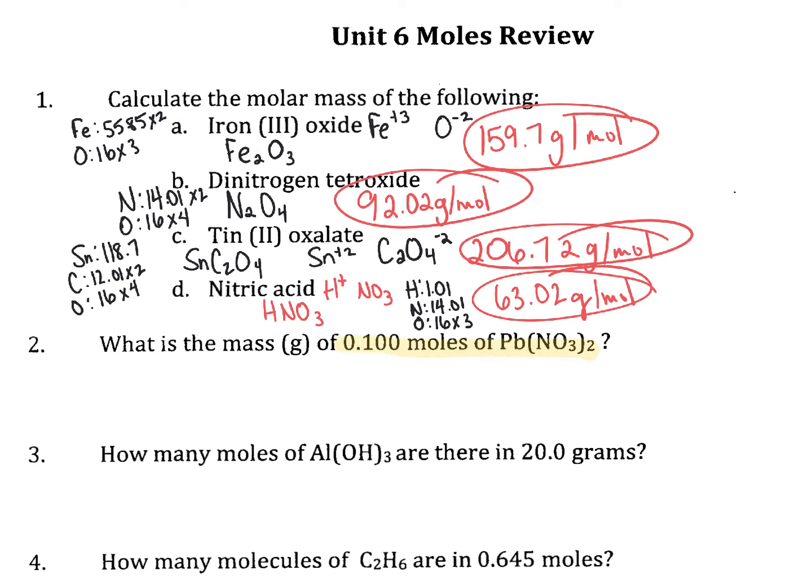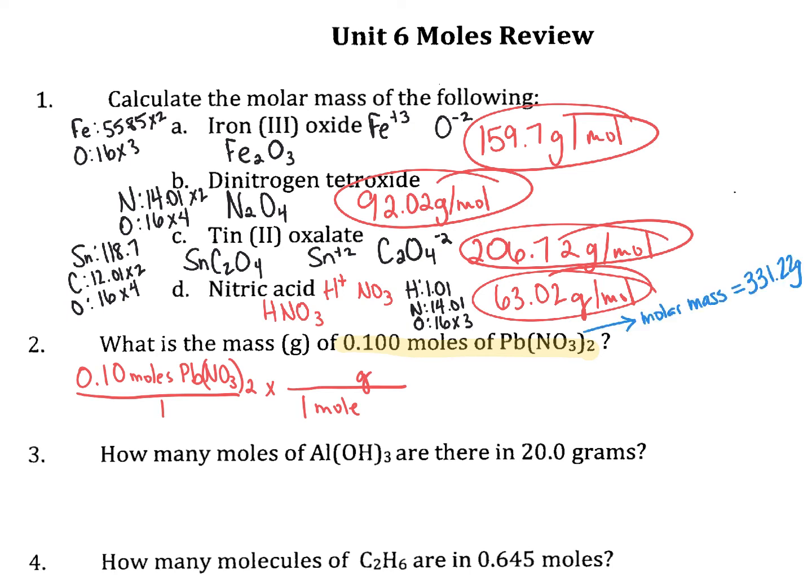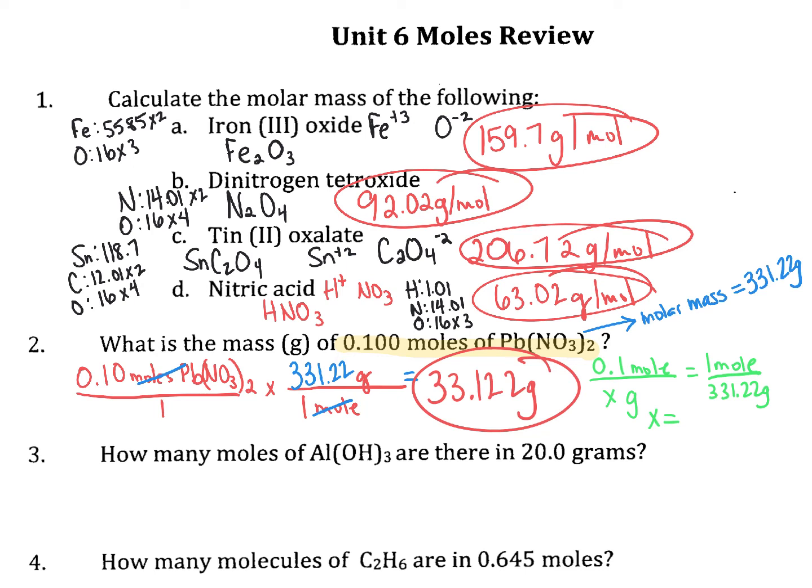So I am given 0.1 moles of Pb(NO3)2. So I don't want moles anymore, so 1 mole is going to go on the bottom, and I want to find mass. That means I'm going to need to find the molar mass of Pb(NO3)2, which should be 331.22 grams. So that's going to go on the top here so that moles cancels out. So I'm going to do 0.1 times 331.22. In green, I do have the cross multiply method if you did it that way. Either way you do it, you're doing 0.1 times 331.22, and you get 33.122 grams.